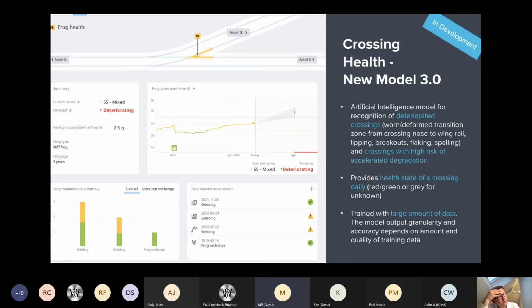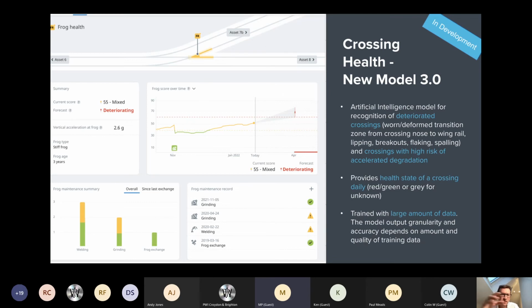And then crossing health monitor. So this is our newest feature. This takes a little bit of time to bring into fruition as we move to each new customer, because we need to train the algorithms. We need to make sure we've got all the right ground truth data, age of the asset, failure history, when was the component last changed.